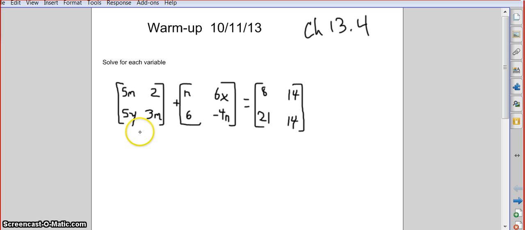We have a 2 by 2 matrix here being added to a 2 by 2 matrix here, and we're saying that it equals a 2 by 2 matrix here. If that's true, that means the first row, first column plus the first row, first column equals the first row, first column. And we can create an equation that says 5m plus n equals 8. If I do that for the other three locations, I should get some equations that will help me find the variables.